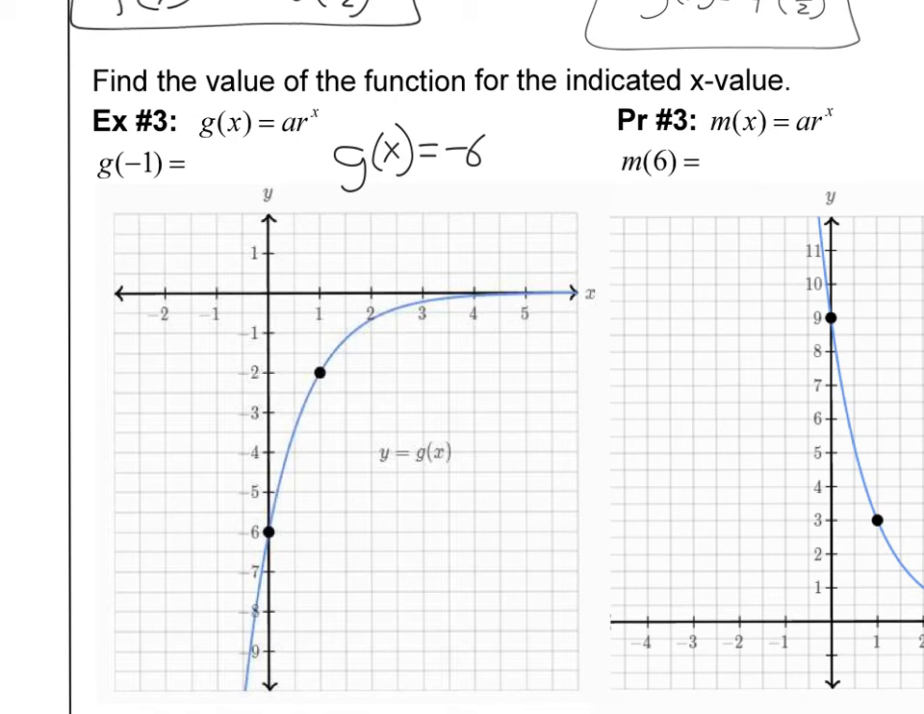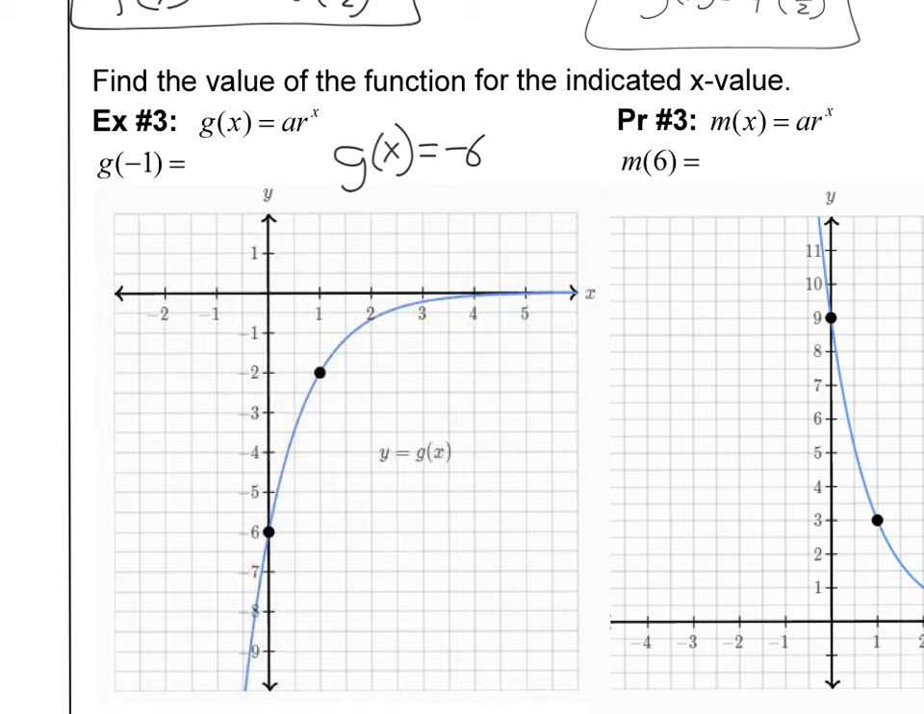And then I could put an r there. Well, what is my r value? I can actually figure that out as well. Look, I went from negative 6 to negative 2. So what is the ratio that's happening here? Well, negative 2 is a third of negative 6. So I think my r value is 1/3.